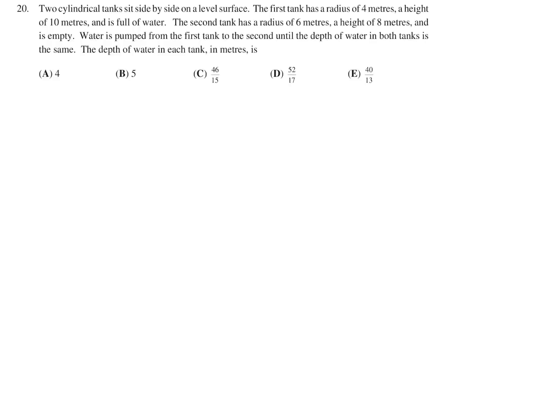Two cylindrical tanks sit side by side on a level surface. The first tank has a radius of 4 meters, a height of 10 meters, and is full of water. The second tank has a radius of 6 meters and a height of 8 meters and is empty. Water is pumped from the first tank to the second until the depth of the water in both tanks is the same. The depth of water in each tank in meters is. So first, let's draw a diagram.